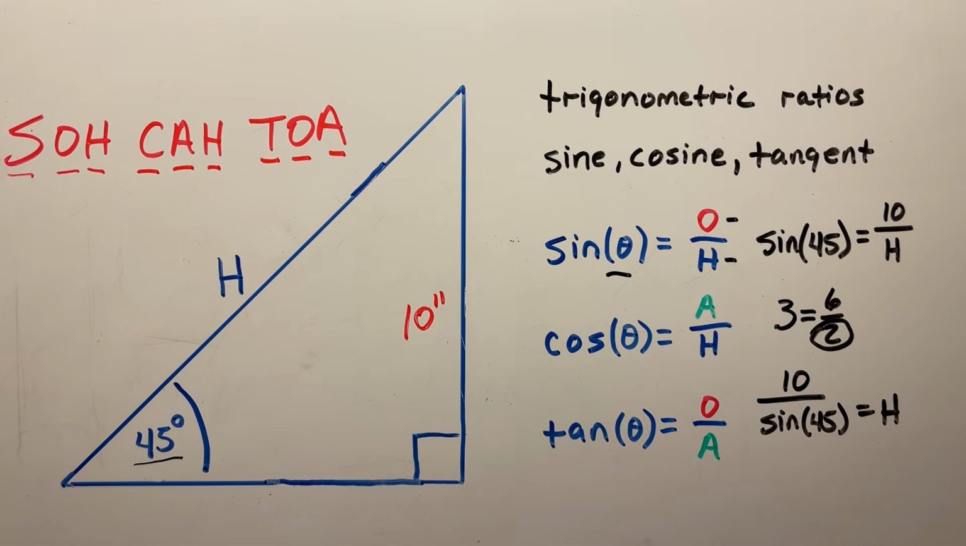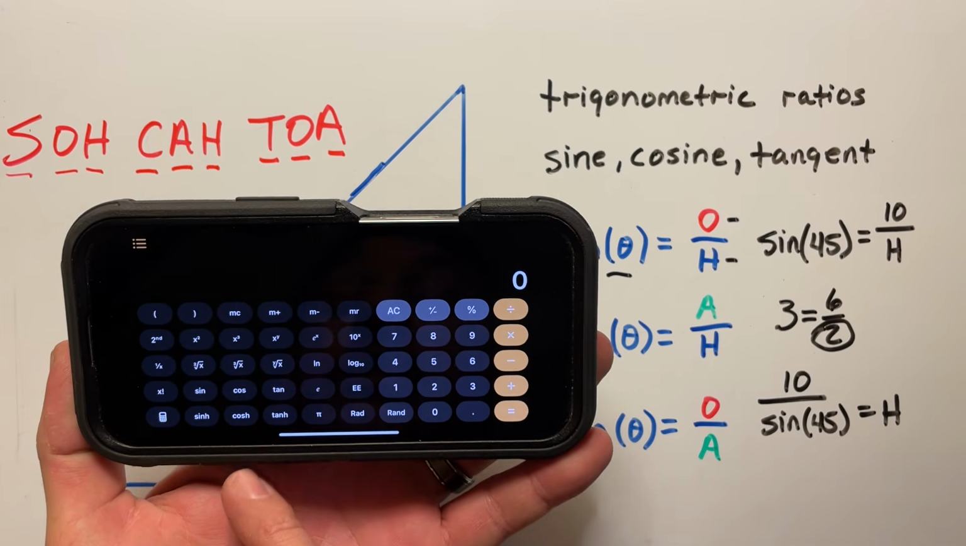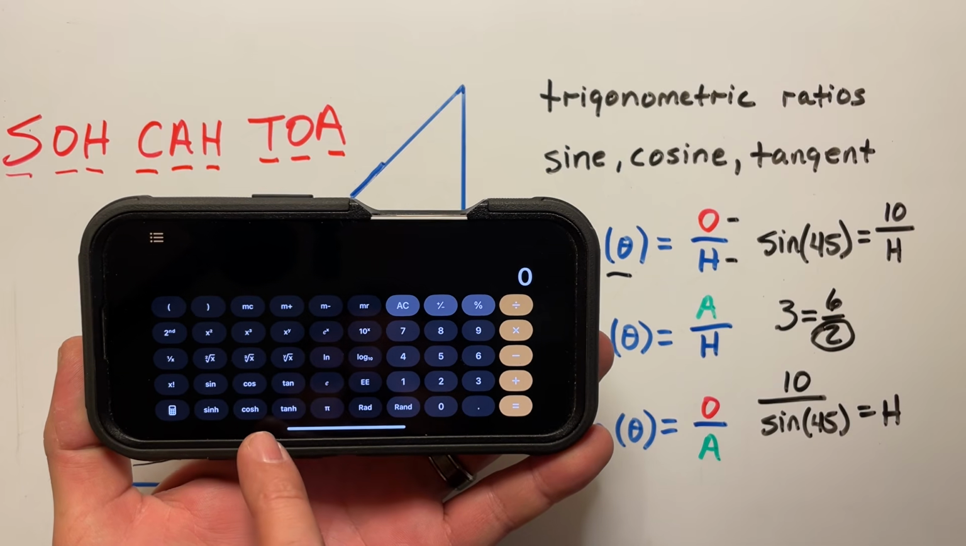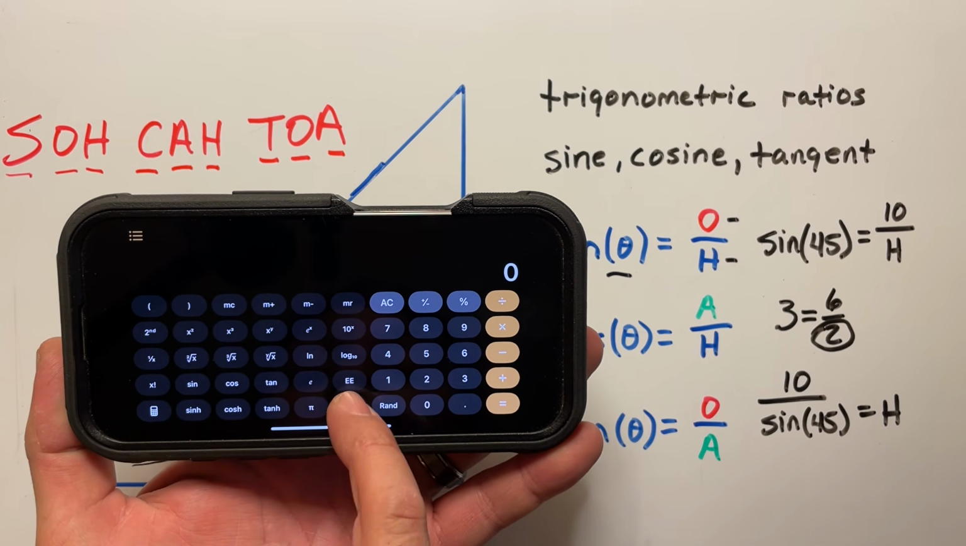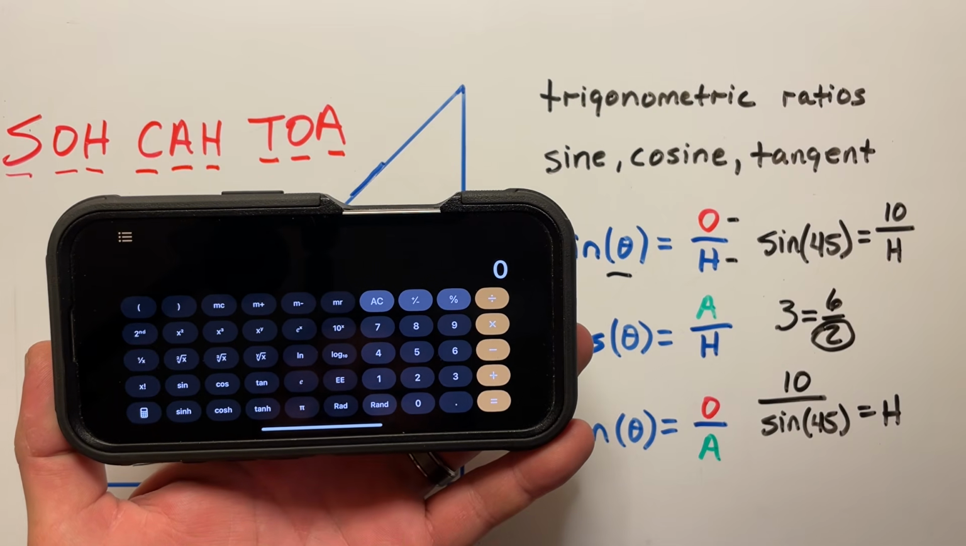So let's pull a calculator in and we'll go ahead and figure that out. I'm going to be using an iPhone, and I've got it in scientific mode, and you've got to make sure that you're in degree mode. So you have a radian button here. If it's in radians, it'll have RAD up there. You want to make sure that it's in degree mode.